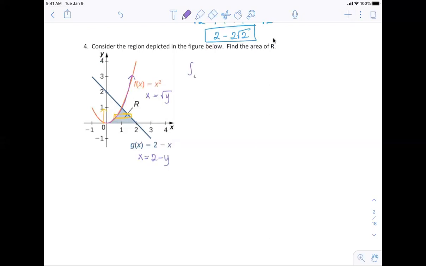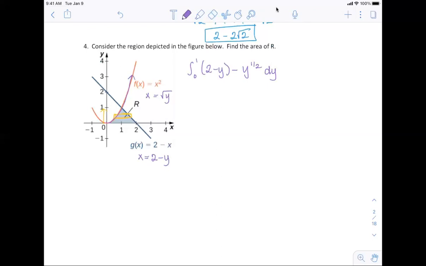Now we can do what we were saying. The integral from 0 to 1, the curve that is on the right is 2 minus y minus the curve that is on the left, which is the square root of y, or y to the 1/2, and we want our integral to be dy because we're going vertically.